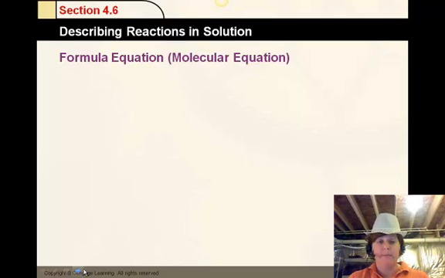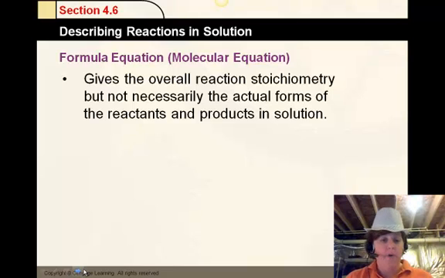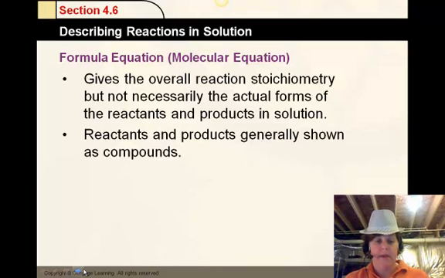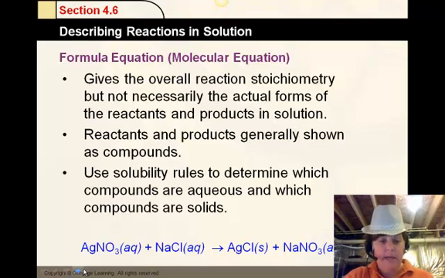One of the questions on the AP exam, question number 4 of the second part, has you write equations, and that's our goal, to get you to write those accurately. Alright, so here is a formula equation. We call it a molecular equation. It gives the overall stoichiometry, but not the actual forms of the reactants and products in solution. These reactants and products are shown as compounds. So here is the example of it at the bottom.